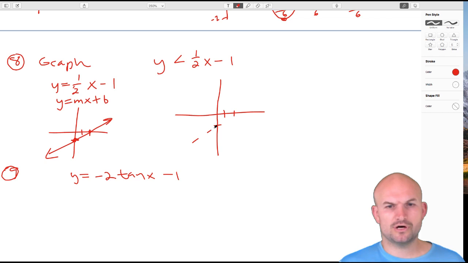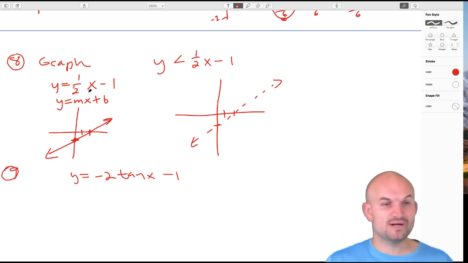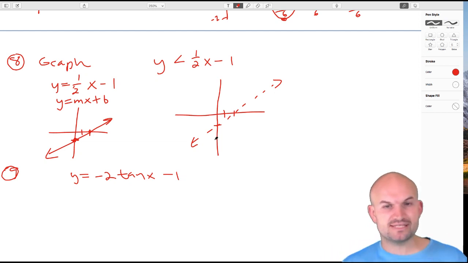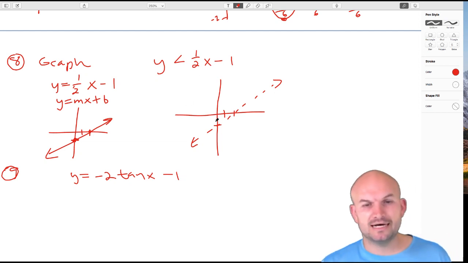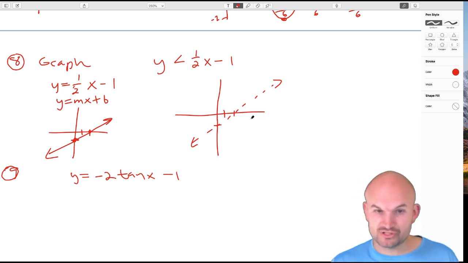So I'm going to graph the same line, but now I'm going to use a dashed line. Now the important thing is, the points that make this equation true are all the points that lie on the line. However, the inequality says that the points that are going to make this inequality true cannot lie on the line because the line is not a part of the solution set.